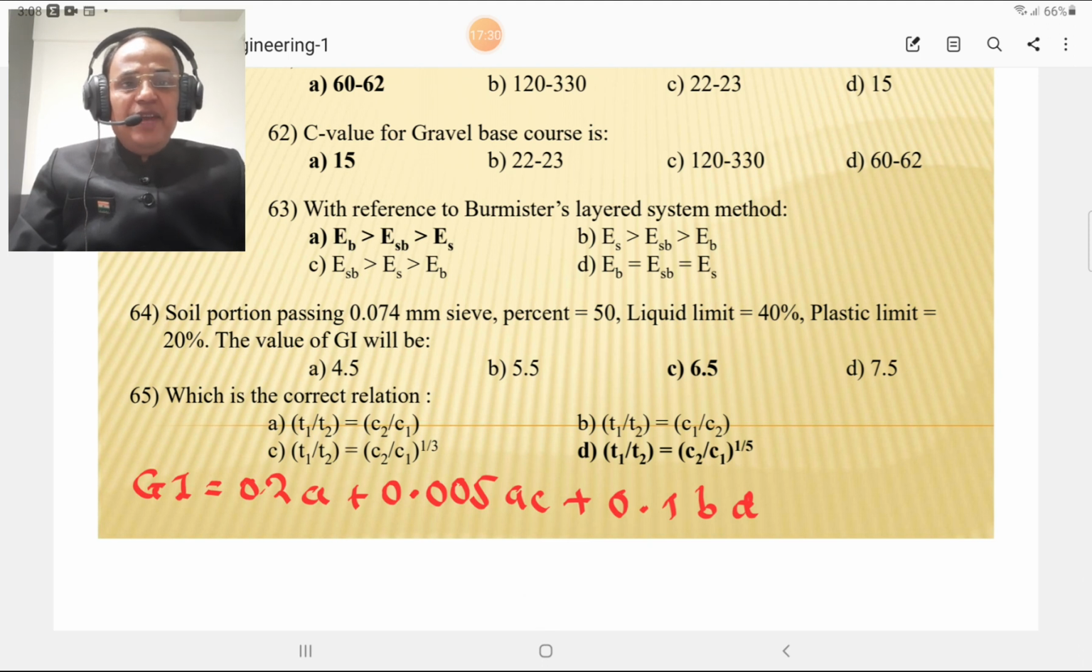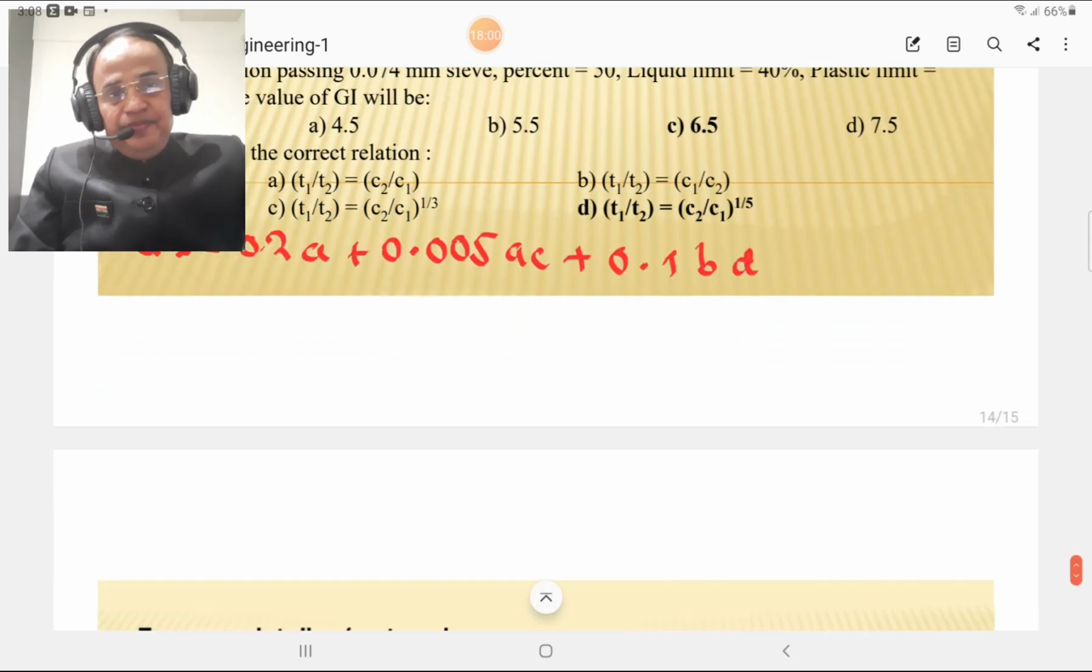The value of GI will be? So you must know the formula of GI as discussed in my lectures, that is 0.2A plus 0.005AC plus 0.01BD, and putting the values of A, B, C and D, you will get the answer as 6.5 for that GI, that is group index. And which is the correct relation? T1 divided by T2 is equal to C2 divided by C1 raised to 1 by 5. That is the correct relation.